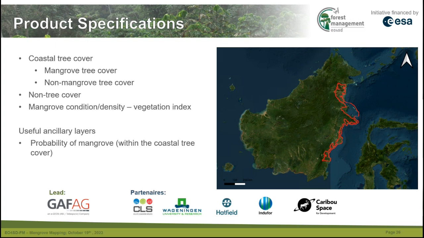We want to map mangrove condition again and the changing condition using a vegetation index. And again, a useful layer can be the probability of mangrove within that coastal tree cover area, just as an information layer to help understand that there is some uncertainty in whether an area is mangrove, especially when you get into that transition zone.